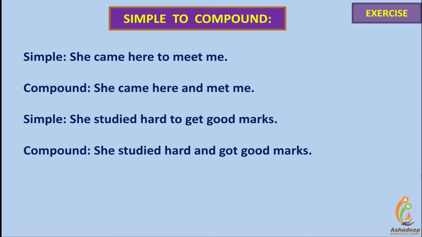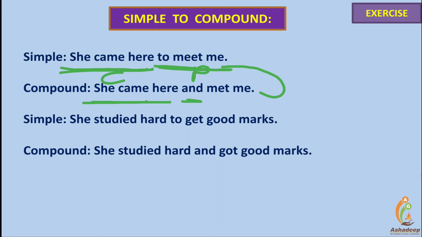Next one. She came here to meet me. Here, she came here is a clause. To meet me is a phrase. This phrase should be converted into a clause. Let us see how. She came here and met me. Here, when it is connected with and, there is no need to repeat she. Otherwise, she is invisible here, but it is there, and that's why it's a sentence. She came here and she met me.